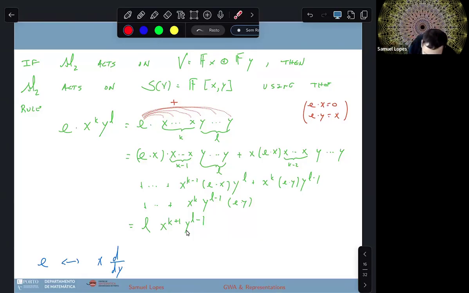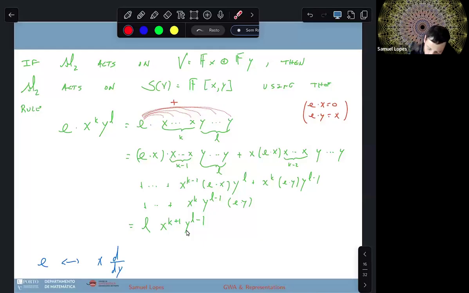Okay, so what do I mean here? How would E act on the monomial x to the k times y to the L? Well, E will act on the first factor and leave all of the other factors alone, plus E will act on the second factor and leave the first factor and the remaining factors alone, and so forth. E will act on the last x that appears, and we'll leave everything else alone, and then E will start acting on the y's and so forth, as if you were taking a derivative.